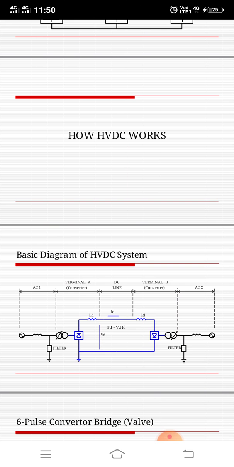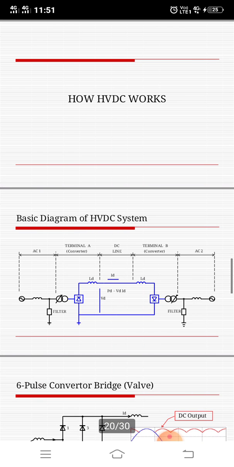Then this AC is fed to terminal A and converted to DC. This DC is fed to the HVDC transmission line, that's called the DC line. This HVDC transmission line transmits the entire power to the terminal B converter, that's called the inverter station. After the inverter station, we receive AC power at the required performance level. This AC power is subjected to filtration and given to the distribution panel. This is the basic diagram of the HVDC system. It's the simplest explanation and simplest layout diagram for understanding purposes.